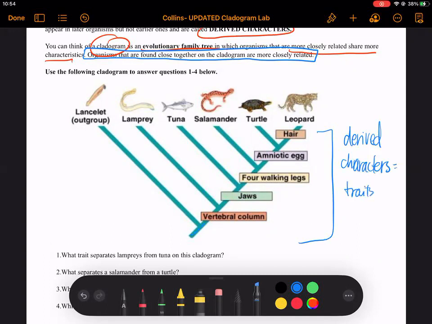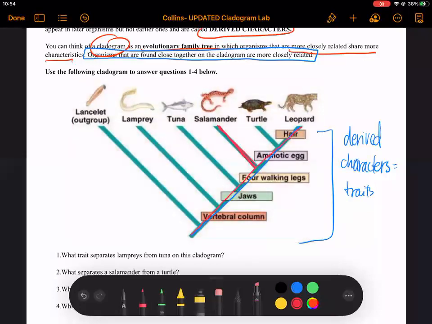Now, each of these lines leads to an organism, right? If the line passes through one of those traits, that means the organism has the trait. So for example, looking at this leopard, this line passes all the way through all of these traits, meaning it has all of those traits. But if a line does not pass through one of those traits, the organism does not have it.